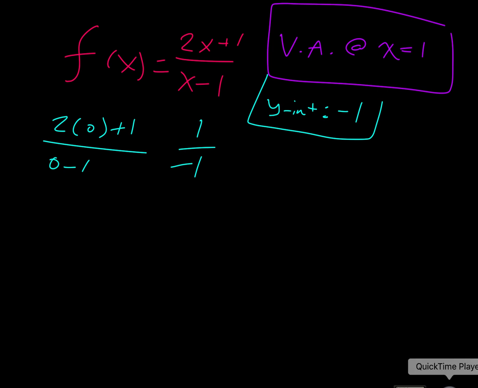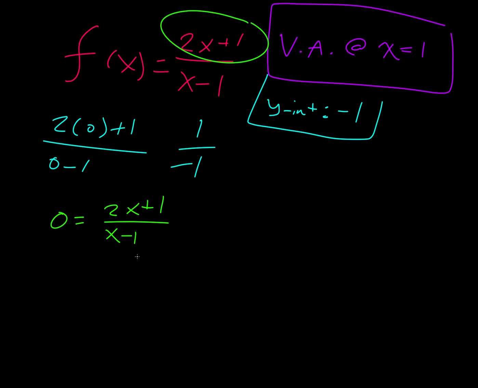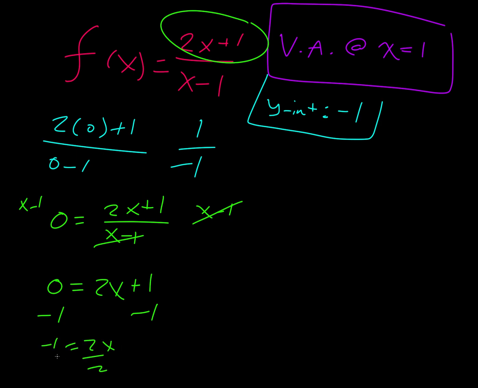Now to find the x-intercepts, we actually only have to worry about the top. Now the reason why we only worry about the top, I'm just going to show you this. 2x plus 1 over x minus 1 equals 0. The first step in this algebra would be to multiply both sides by x minus 1. So that cancels this, but x minus 1 times 0 is still 0. And so there is a shortcut where we can just set the top equal to 0 and be done. So we subtract 1, negative 1 equals 2x, divide by 2, divide by 2. And so we have an x-intercept at negative 1/2.